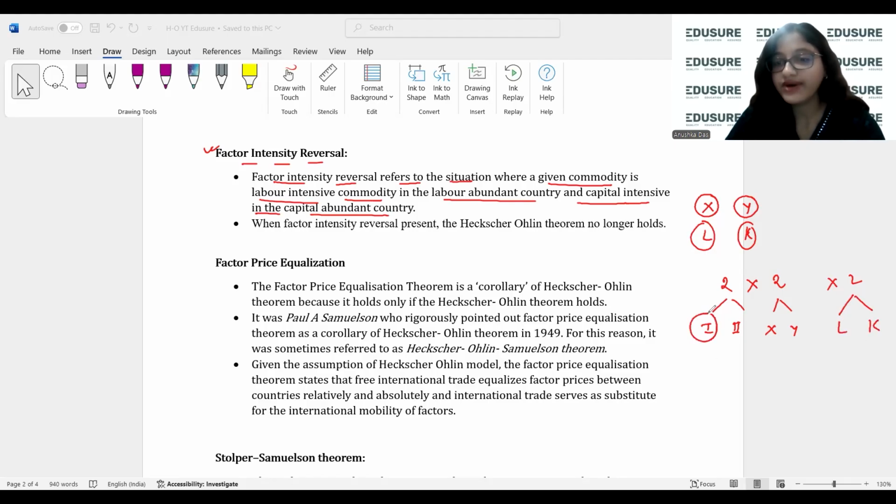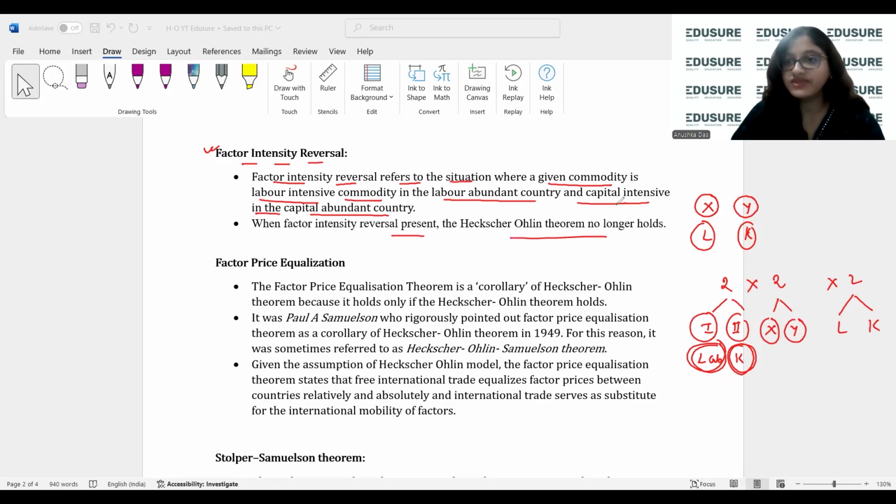Now, what I'm saying is that suppose one country is labor abundant and one country is capital abundant. If X is a labor intensive good, it is labor intensive only in the labor abundant country. But the same good X becomes capital intensive in the capital abundant country. If this is the situation, then you get something called factor intensity reversal. And if factor intensity reversal is present, the Heckscher-Ohlin model no longer holds. So it is a strict violation of the assumptions of the Heckscher-Ohlin model. This is also a very important concept.